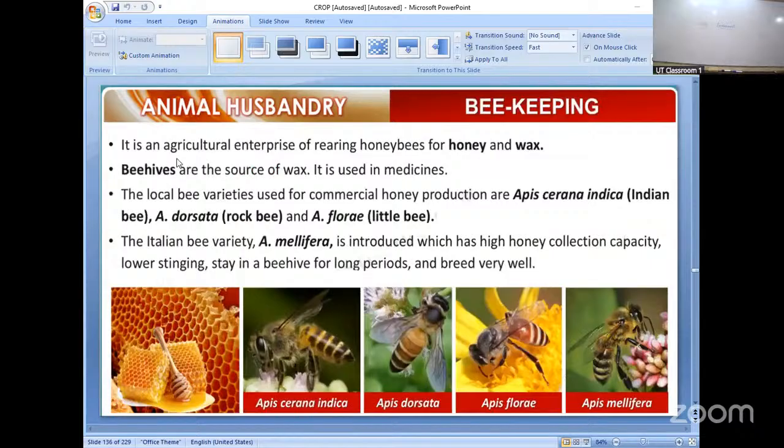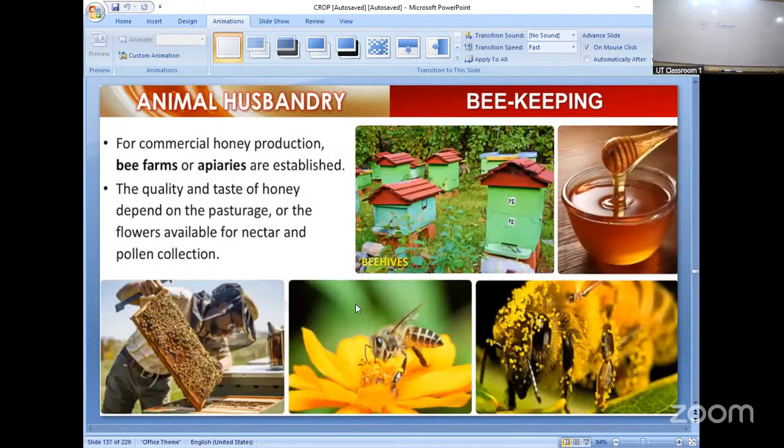Now, beekeeping. The rearing of honeybees is for honey, right? Beehives are the source of honey. The varieties Apis indica, Apis dorsata, and Apis florea are the commercial local bee varieties used for honey production. And the Italian bee variety is Apis mellifera. They stay in a beehive for long periods and breed very well. For commercial honey production, bee farms and apiaries are established.